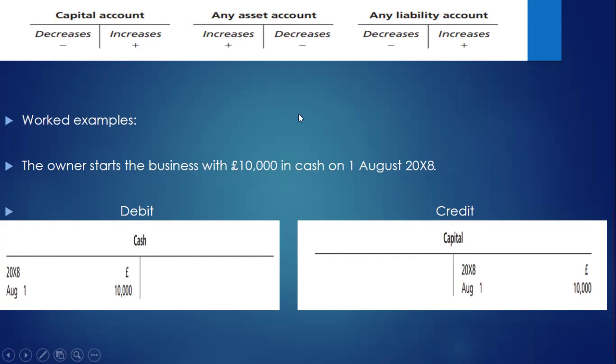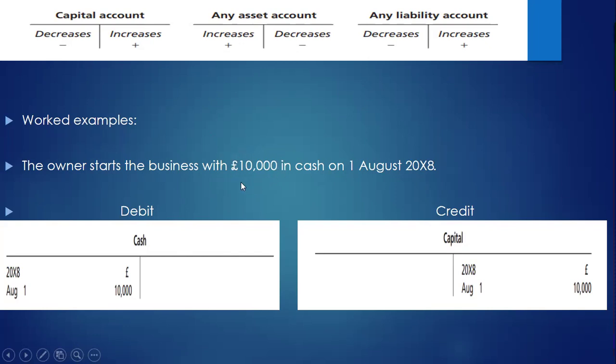So let's take examples here to make it much easier and much clearer. The owner started his business with $10,000 in cash. So as we said, it's a double entry. A double entry will affect two sides, or two elements, or two accounts. So one account here is the cash account. This guy started the business with $10,000 in cash. So he has put in his bank account $10,000.